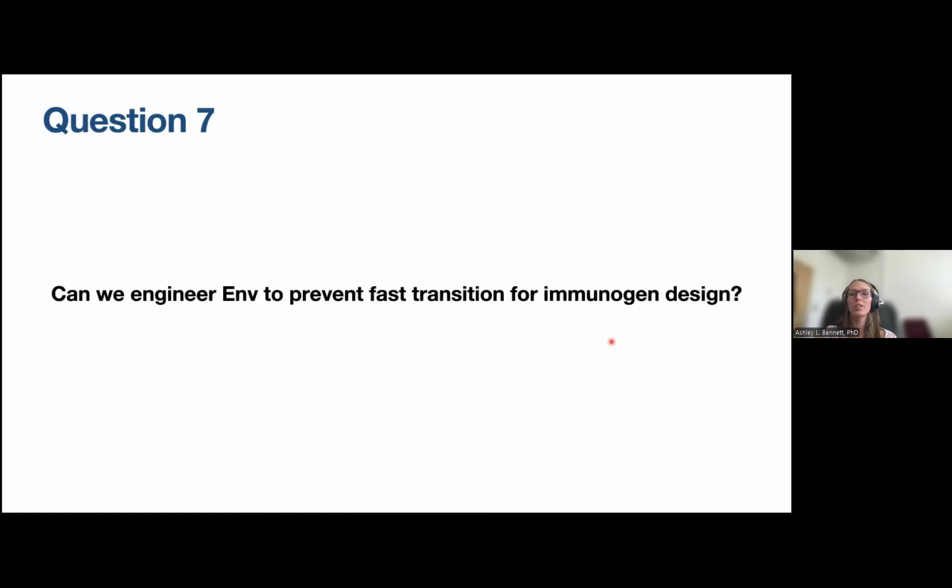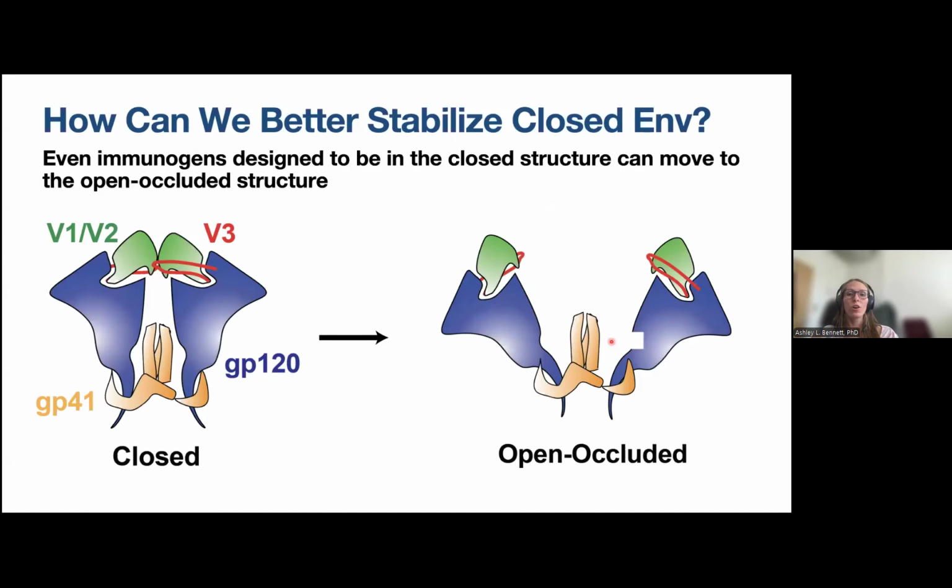Now, in the Henderson lab, we're not only interested in the basic biology of how the envelope functions and works, but we're interested in leveraging this information to design vaccines. So the last question we have is, how can we better stabilize this closed envelope?